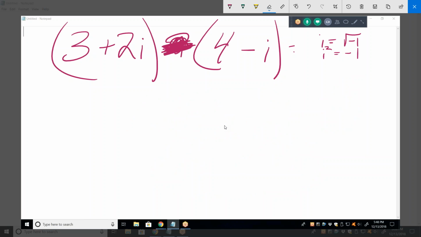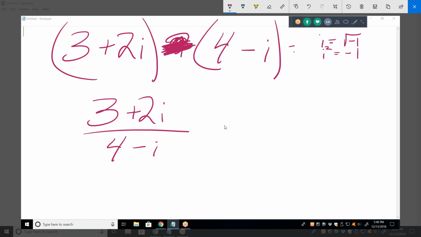Let's divide these two. I have 3 plus 2i divided by 4 minus i. Now, when I say you're not really dividing them, that's exactly what I mean. In other words, if I said do this, are you dividing by square root of 2?